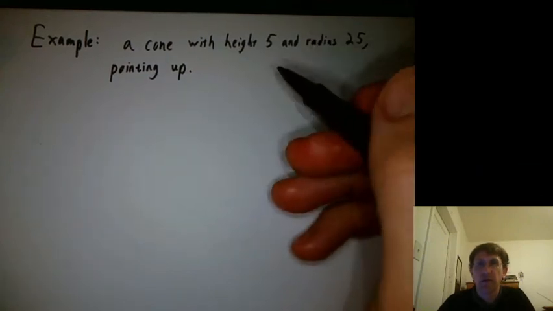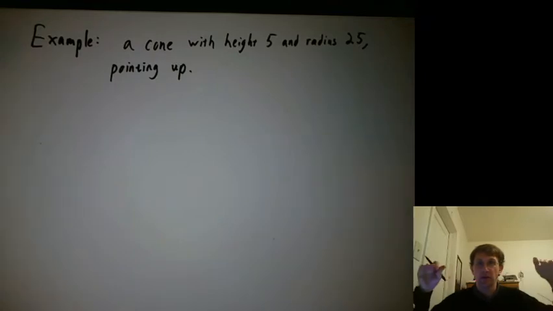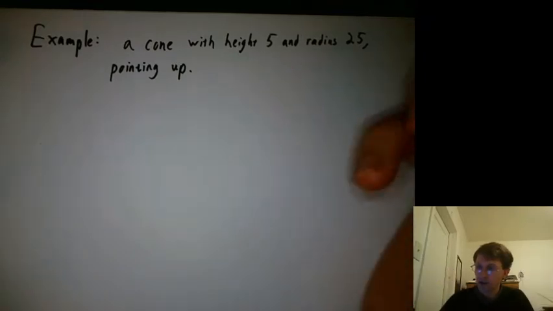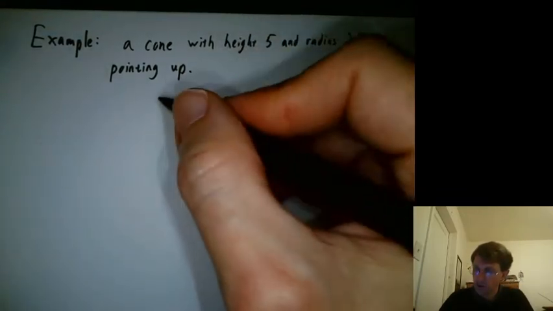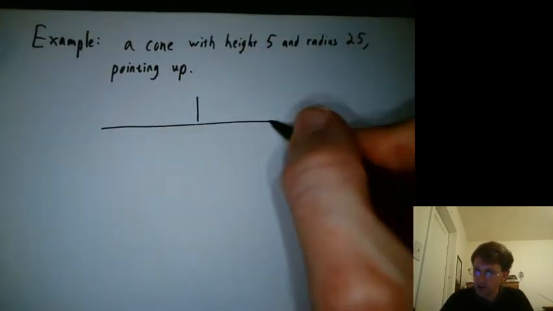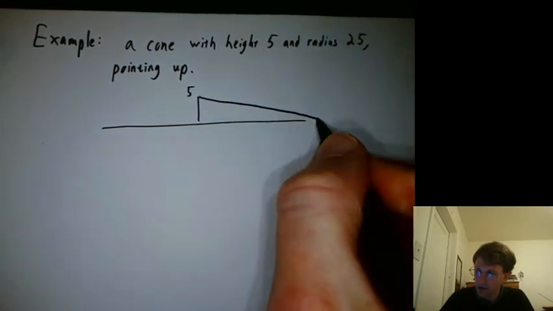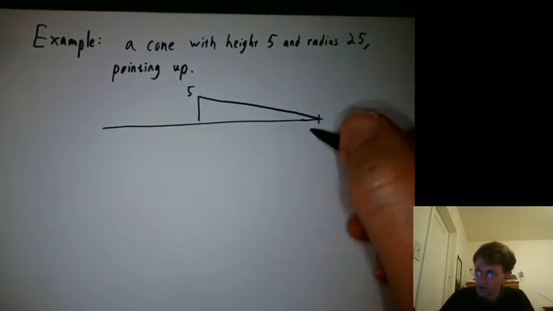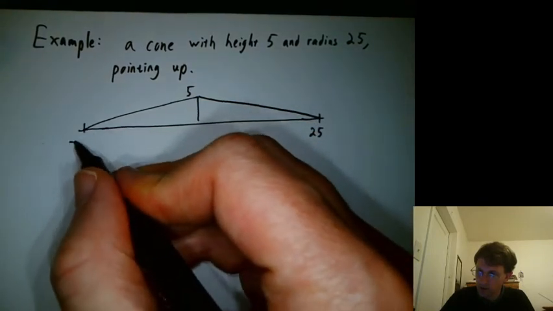Let's do an example. Let's imagine a cone with height 5 and radius 25. So that's a fairly wide, broad kind of cone, and it's pointing up. So let's draw the situation. We've got 5 here, and the edge of the cone goes out here to 25, and then over here to negative 25.